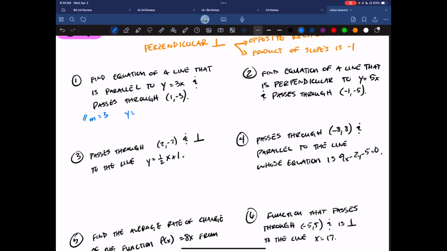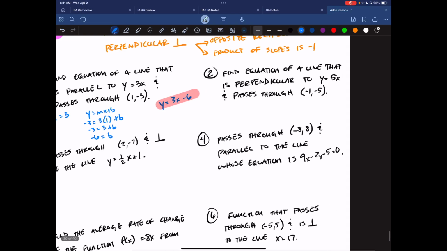All right, I have y equals mx plus b, and y is going to be negative 3, slope is 3, x is 1, plus b. That's going to be negative 3 equals 3 plus b. I subtract 3 from both sides, it's going to be negative 6 equals b. And so y equals 3x minus 6. And that's how that's done.